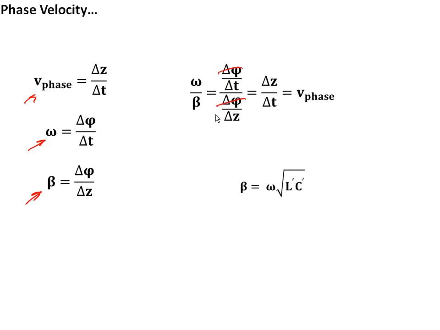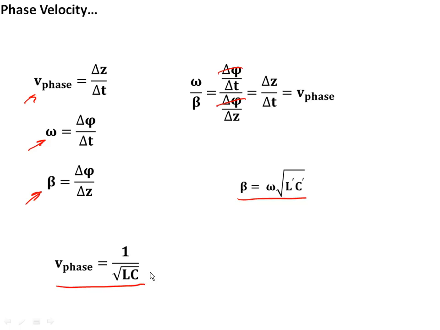So if we're given the frequency and we're given the beta coefficient, we know what the phase velocity is of the wave. It turns out in the lossless case that beta is just omega, the radial frequency, times the square root of the inductance times the capacitance. So if we know the inductance per unit length and the capacitance per unit length, we can find beta. And when we plug this into omega over beta, we find that the phase velocity is just 1 over the square root of LC.